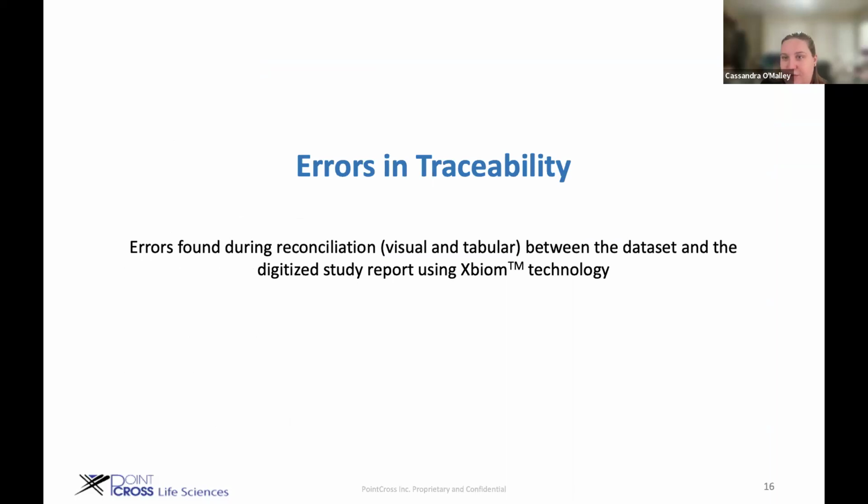One of the biggest things that we find is some traceability errors. These may not directly impact your submission to the FDA or the other agency that you're submitting to, but these are going to be found to impact the analysis if you are using them. Errors are found during reconciliation, the process that I described earlier, with visual and tabular representations. It's between the dataset and the digital study report, and this is done using the XBiome technology.